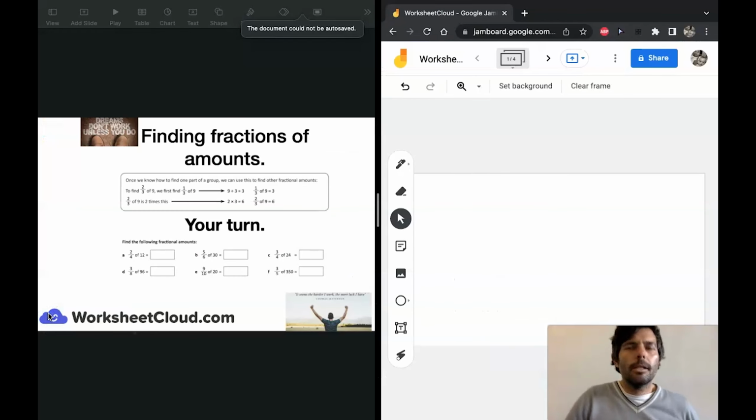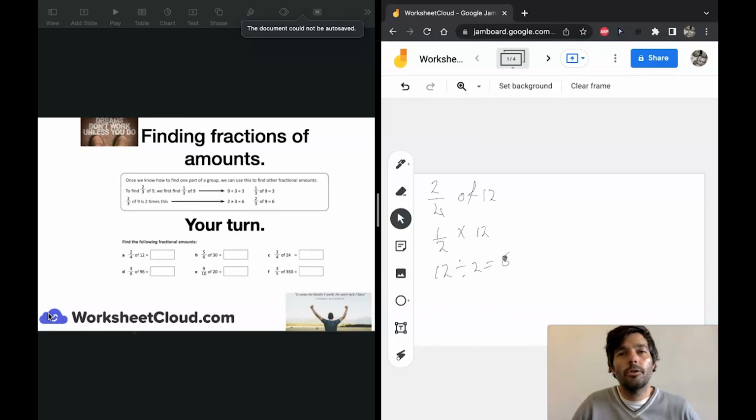Right, welcome back guys. Let's have a look at these questions. My first question is 2/4 of 12. Now we should really be able to recognize that 2/4 is 1/2, and of means multiply. So there we just need to go 12 divided by 2, which is equal to 6. If you didn't do that, no problem. If you had said 12 divided by 4 equals 3, and then 3 times 2 is equal to 6, that gets you to the same answer and that's not a problem.